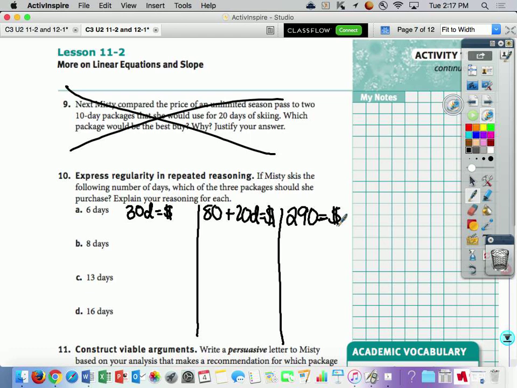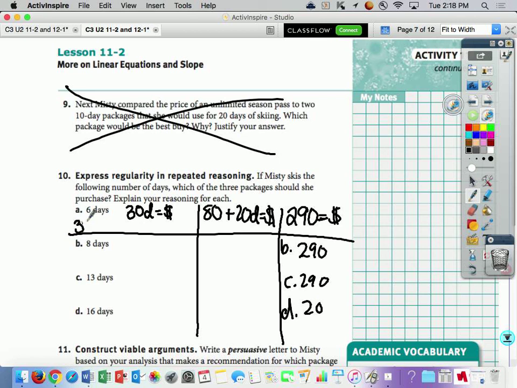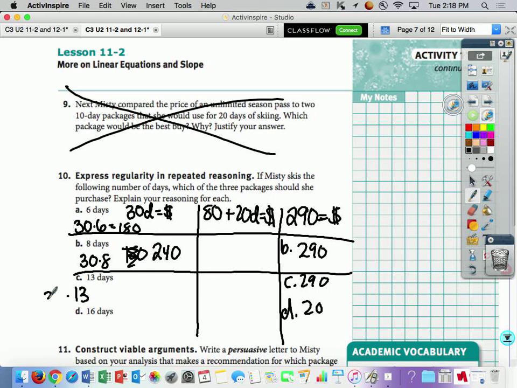Okay, so first of all, we know all of these are going to be $3.90. So A is $3.90, B is $3.90, C is $3.90, D is $3.90. It's always going to be $3.90. For this one, we're going to have to plug it in. So we're going to have to do 30 times 6, put the 6 in the D spot, that's going to be 180. Then we're going to do 30 times 8, that's 240. Then we're going to do 13 times 30, which is going to be 390. Then we're going to do 30 times 16. I'll let you do that one on your own.